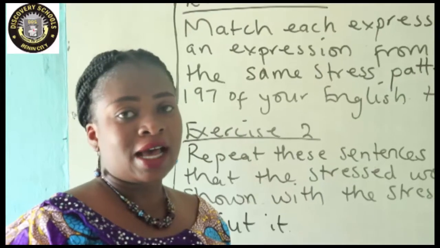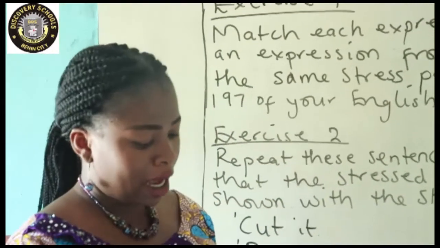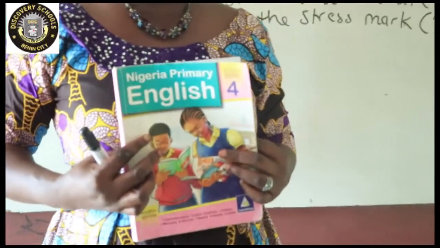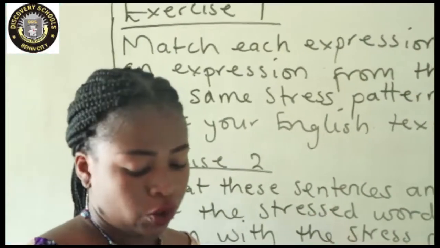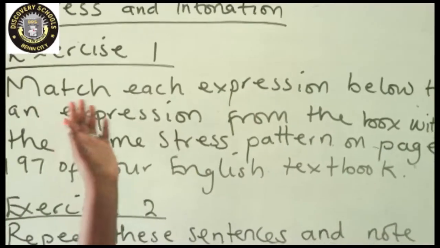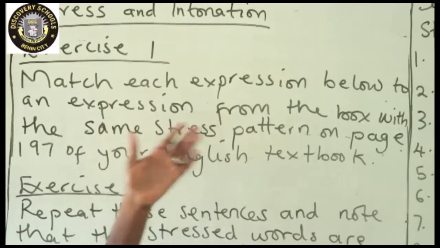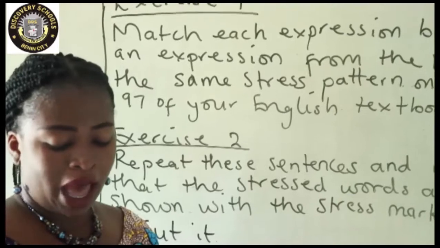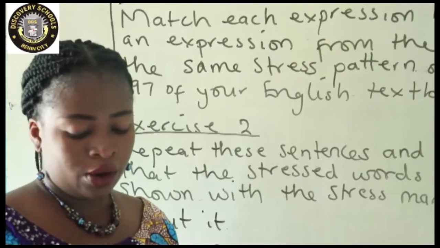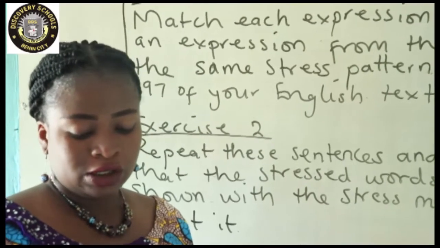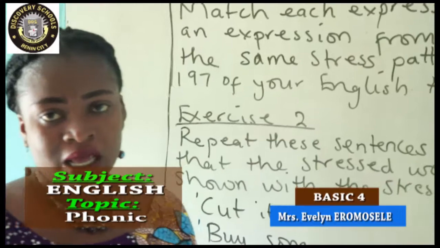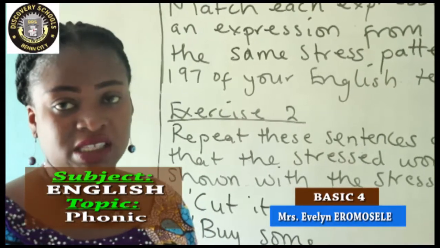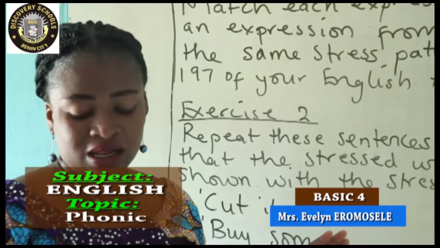Alright. For the exercise, we'll go to page 197 of our English textbook. So you turn to page 197 of your English textbook. The first exercise, which is exercise 1, is for you to match each expression below to an expression from the box with the same stress pattern. The first one has been done for you. We start at the first one, we have the capital letter O and the small letter O. So, quiet. Look for the word that has the same stress pattern and put it there. The word from the box with the same stress pattern is listen.